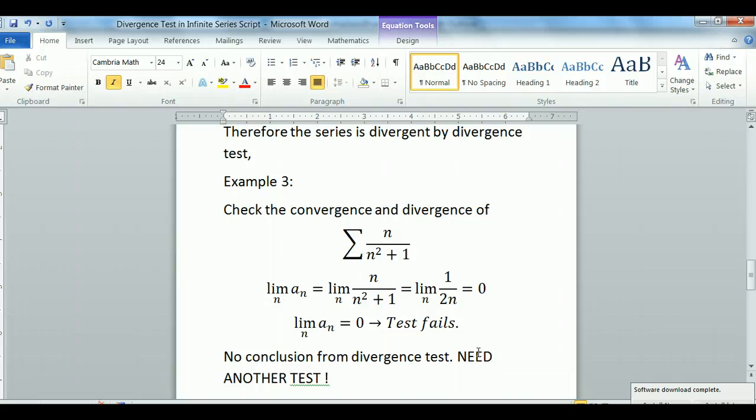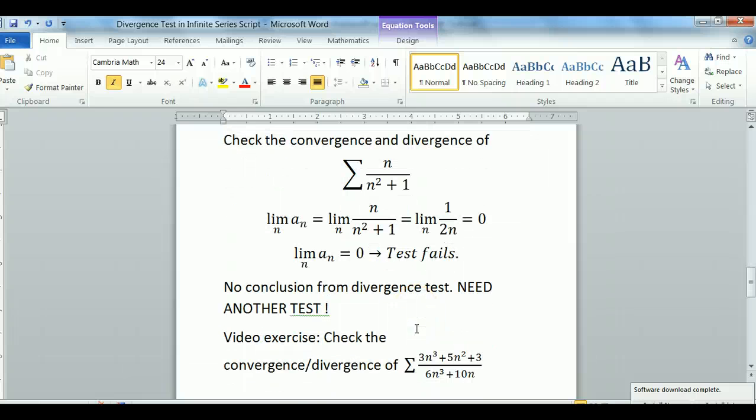So what's the answer? Now when you go to an exam, you should not write that the test fails. What you should do is then find a test that will work. Well, for this particular example, we will find a test very shortly that will work, but as far as this test is concerned, it will not work. So the divergence test will fail here.